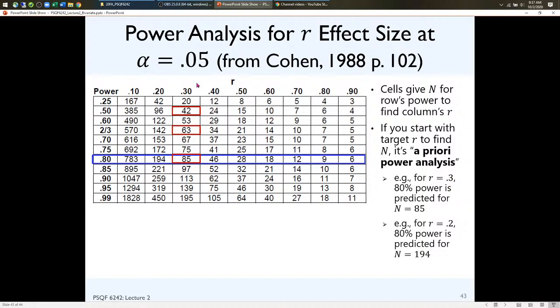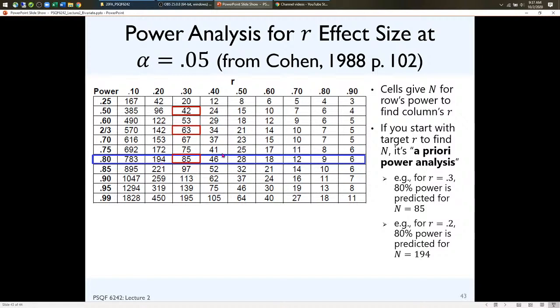Well, then I go down the row here and I say, what is the N needed to get me to the 80% power mark? It looks like I need 85 people. If I want a smaller effect size as my target, so an r of 0.2, if I go down that column, get to the row where the 80% line is, now I need 194 people. So even though it's just a small difference in correlation going from 0.3 to 0.2, it's a very large difference in the sample size needed to achieve the same rate of power, the same probability of rejecting the null hypothesis in any one sample from these populations.